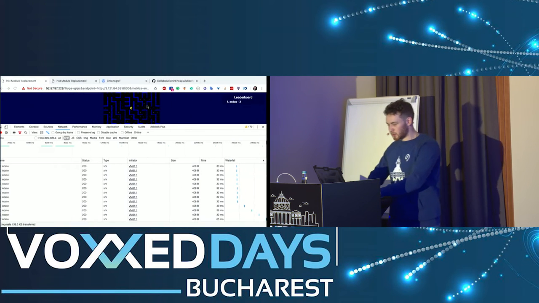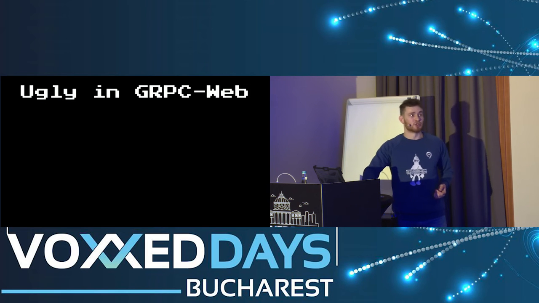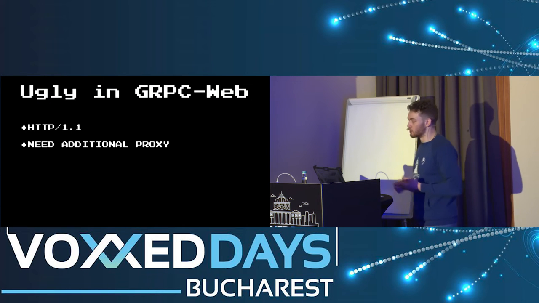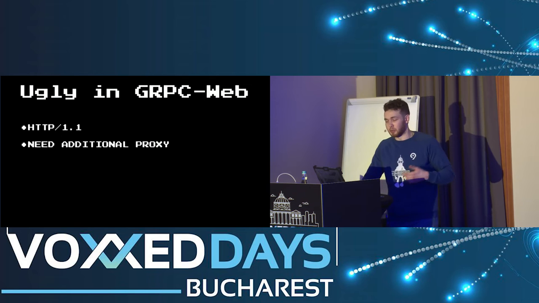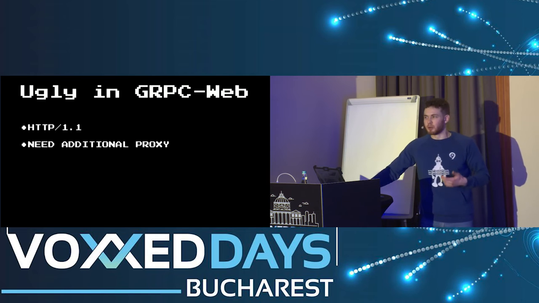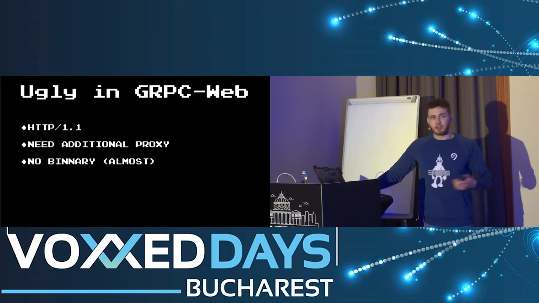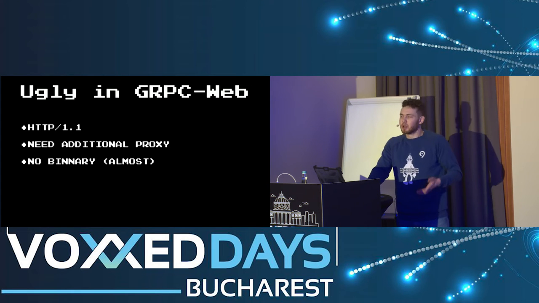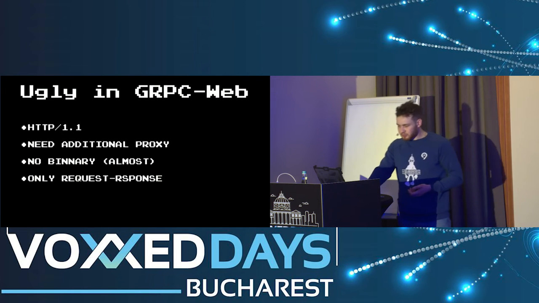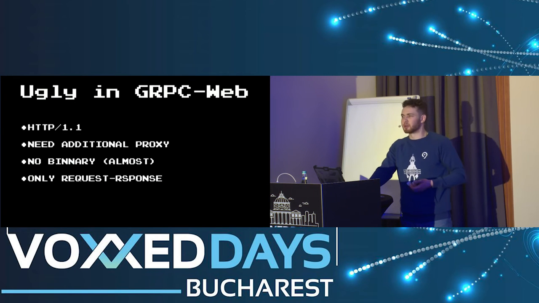All right, so let's go back to our presentation and summarize the ugly gRPC web. In general, gRPC web mostly relies on HTTP1, so it's similar to simple HTTP communication. It needs an additional proxy, which means overhead, and it makes us question whether we need to use it in production at all in its current state. And there is no binary. There are the same text messages instead of binary message encoding. And at the current state of gRPC web, there is only request-response communication.